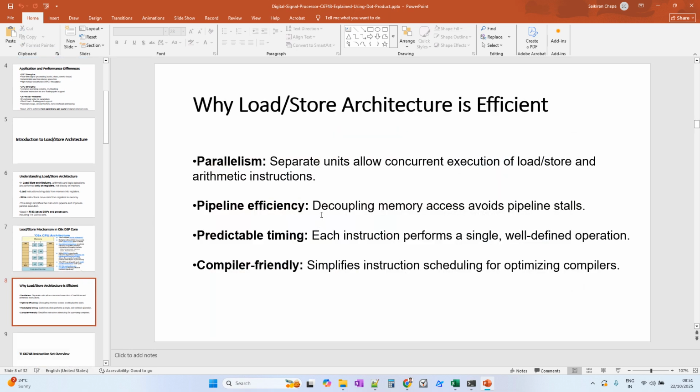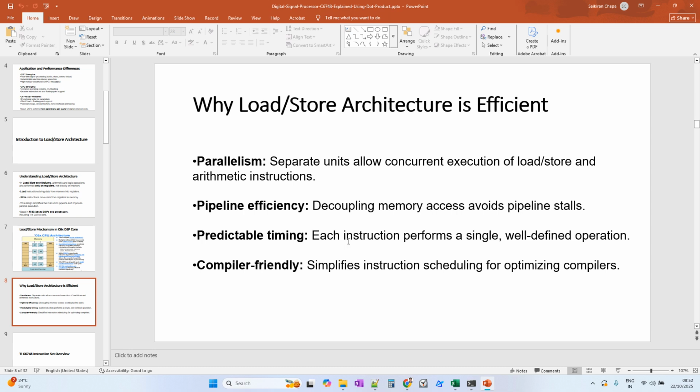Next is load store architecture. Separate units allow concurrent execution of load store and arithmetic instructions. Load and store is efficient, with concurrent execution of load store and arithmetic instructions. Decoupling memory access avoids pipeline stalls. If you are operating directly on the memory, sometimes the data may not be there. If it is not in cache, you have to go to the RAM. If it is not in RAM, you have to go to the hard disk. Those things will come into the picture. If you store the data in registers, then that will not happen. So pipeline stalls we can avoid in most cases. Some cases we can't avoid, because anyway we have to load the data into the register at load time.